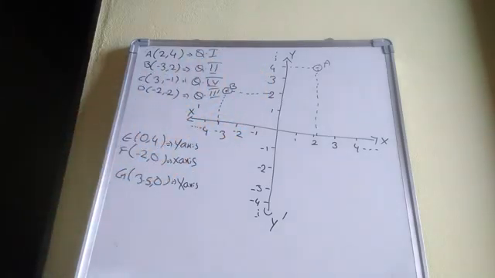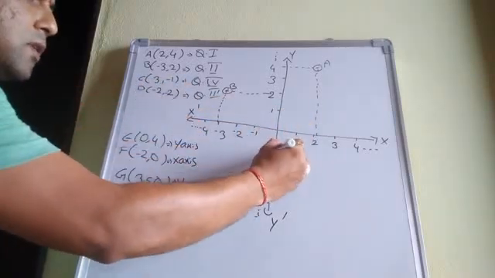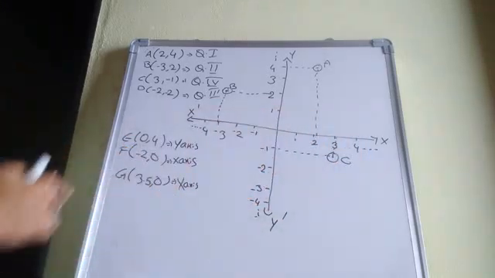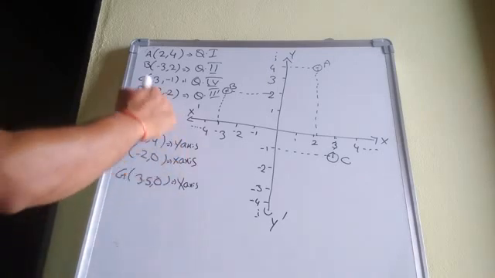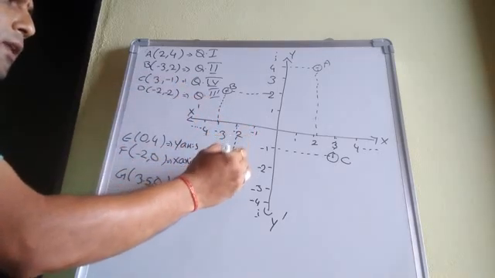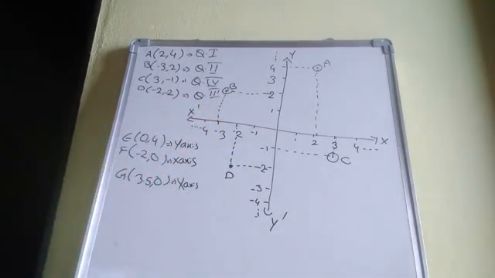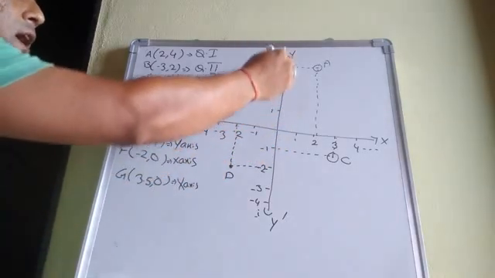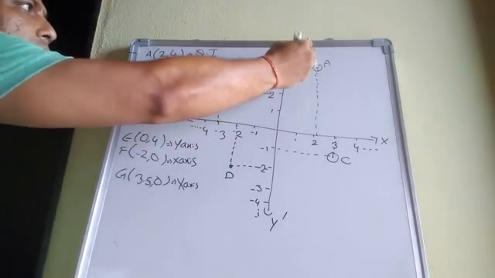And where does point C lie? In the fourth quadrant. x is 3, y is -1. So this point is C. Now what is point D? Both are negative, so it lies in the third quadrant. It is (-2, -2). This point is point D. Now what is point E? It lies on the y-axis. We will check it out. The x value is 0 and the y value is 4. So it lies here. This point is E.